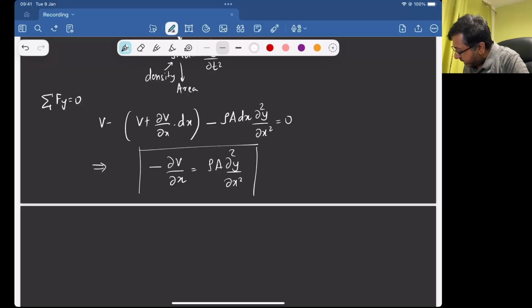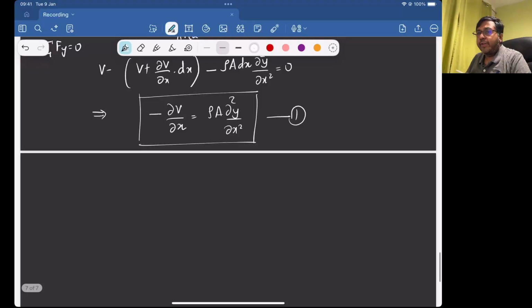So let's keep this here for a moment. Let's call this equation number 1. Similarly, we can also write the equation of moment equilibrium, summation of M equal to 0. Just to make my life simpler, I'm going to take the summation of moment equal to 0 at the center of the element.